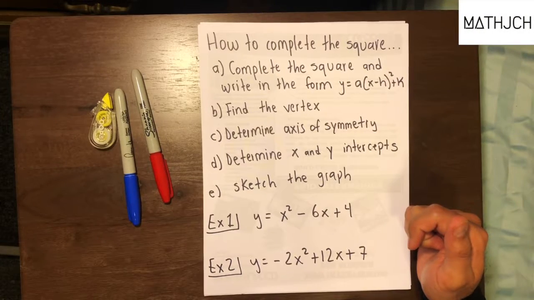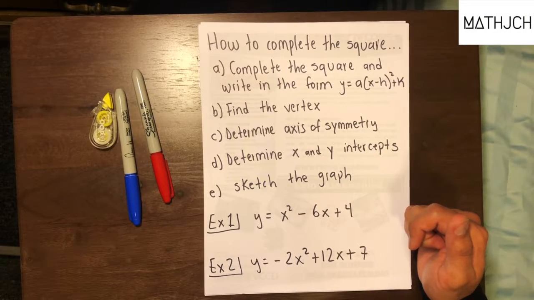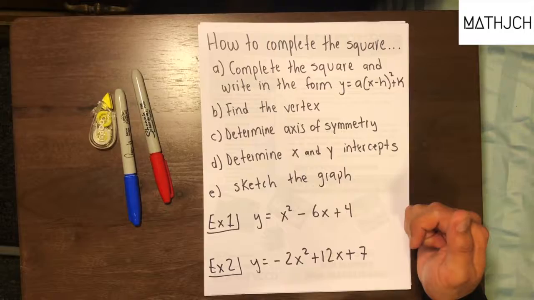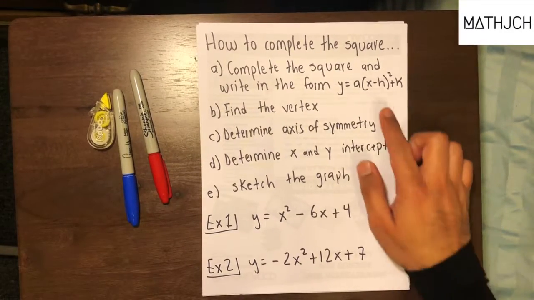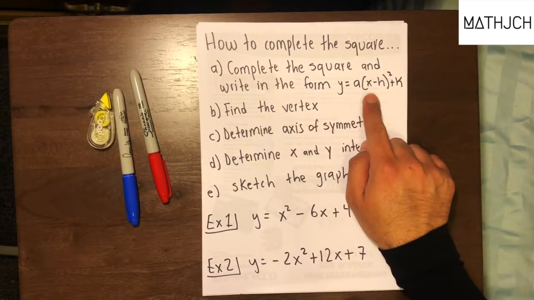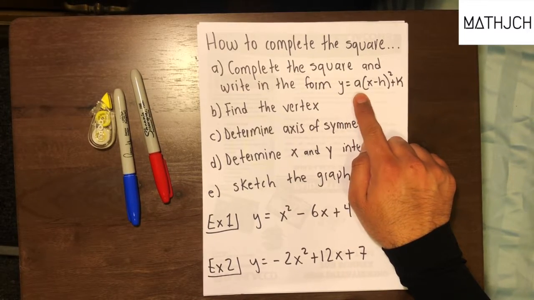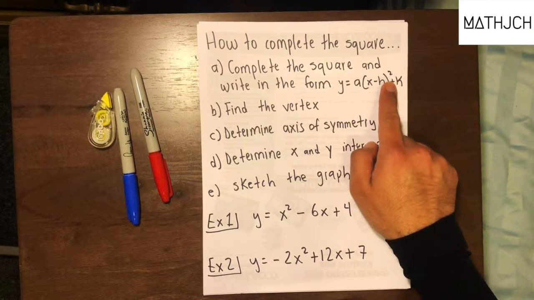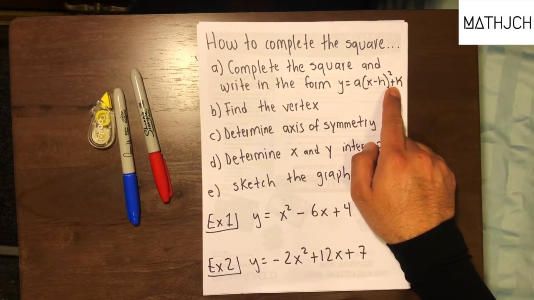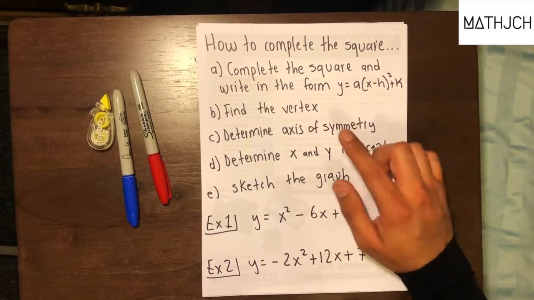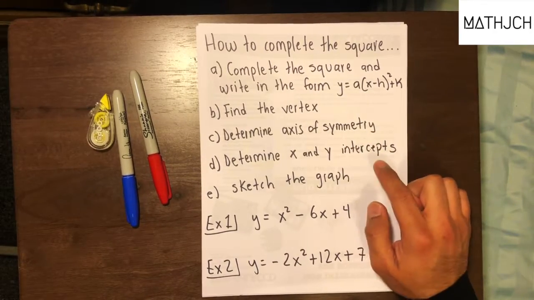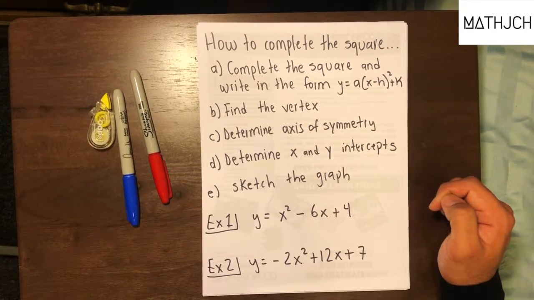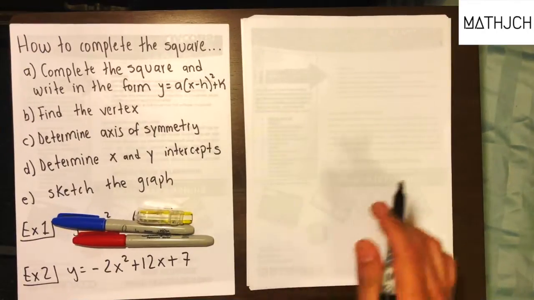Hello everyone, for this playlist we are going to deal with completing the square. I am going to explain step by step how to complete the square and write in this form right here, y equals a(x minus h) to the power 2 plus k. And from there, we're going to find the vertex, the axis of symmetry, the x and y intercepts, and we are going to sketch the graph.